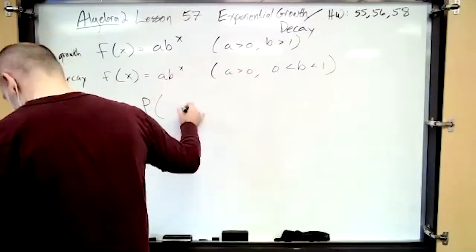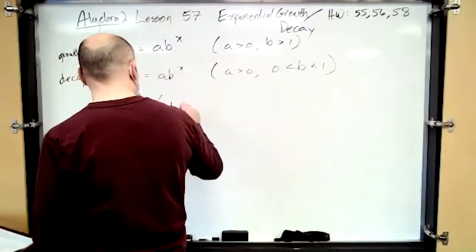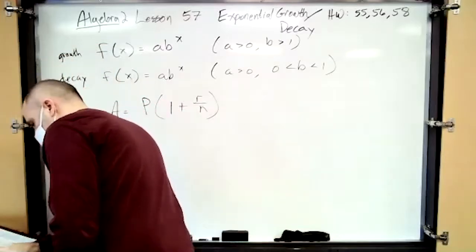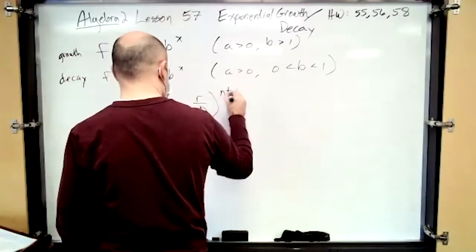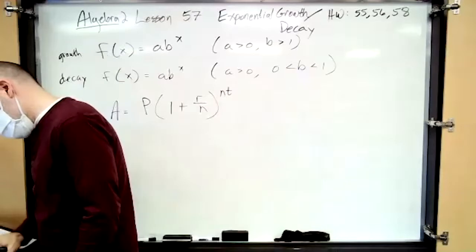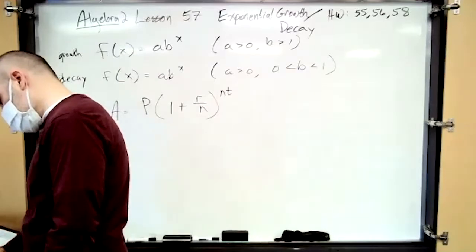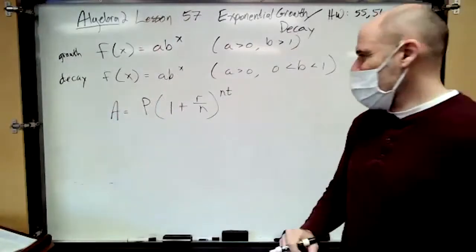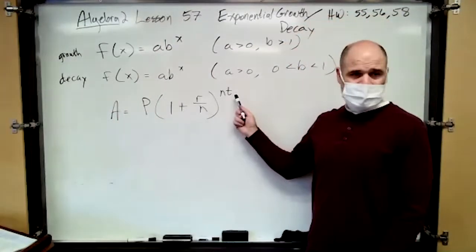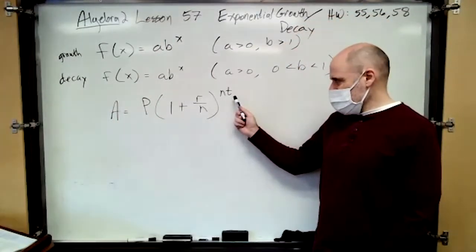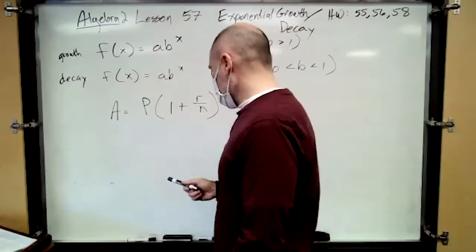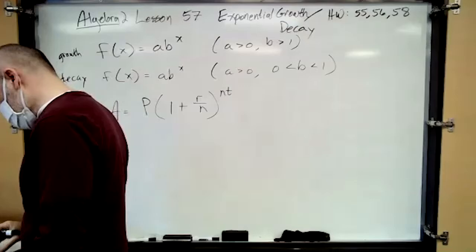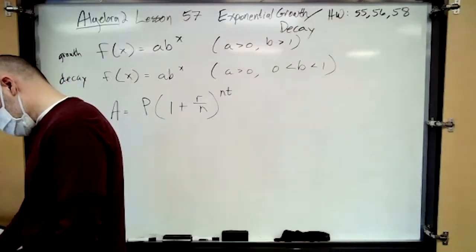Here it is. So A equals principal amount times 1 plus R over N all to the NT. So N is the times per year it's compounded or calculated. T is the number of years. Okay? So principal is your principal, R is your rate, and A is your amount.